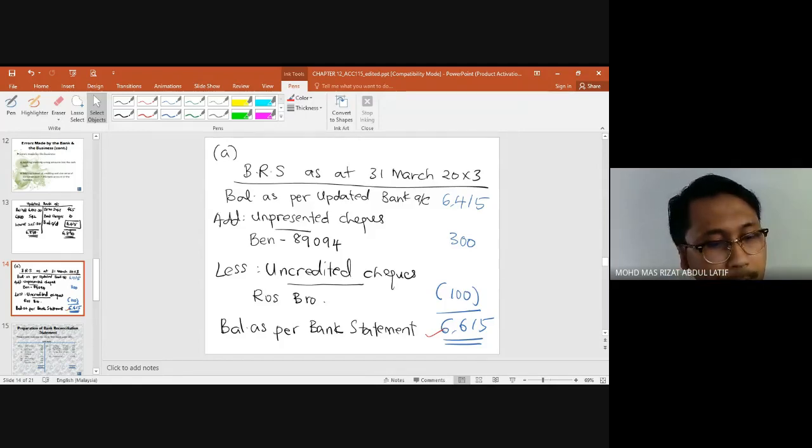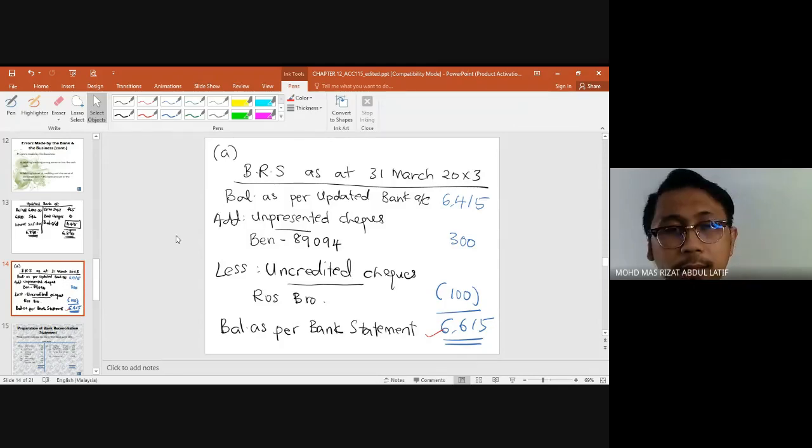Kalau kita tengok dia kata adjustment, dia kata apa? Okay, if the bank had wrongly credited the bank statement, maksudnya bank statement tu dah terlebih RM500, so apa kita kena buat? Kita kena campur kat sini. Okay, for example, kita campur kat sini, errors RM500. Sebab perbezaan dia RM500 tadi.